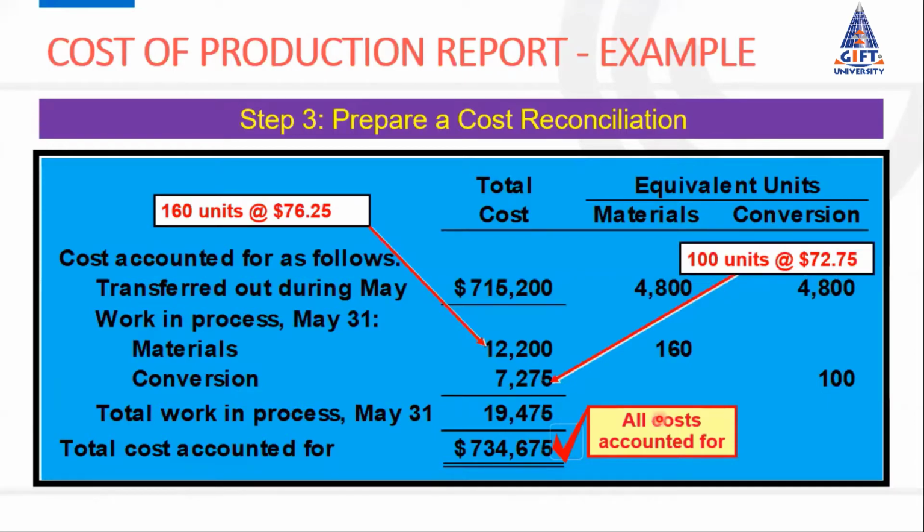But if you have calculated equivalent units wrong, definitely these figures will also be wrong. This figure and also the previous figure, although they will be matched, there will still be a wrong calculation due to wrong equivalent unit calculation. So equivalent unit calculation is very important for the preparation and calculation of the cost of production report.